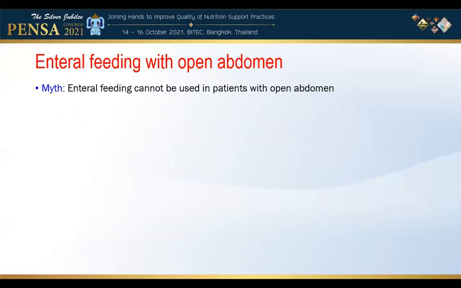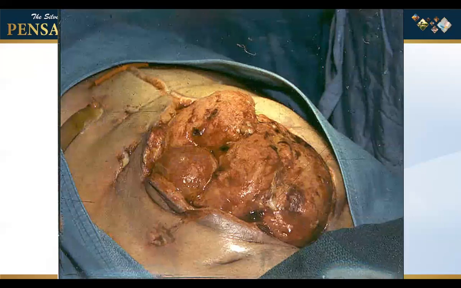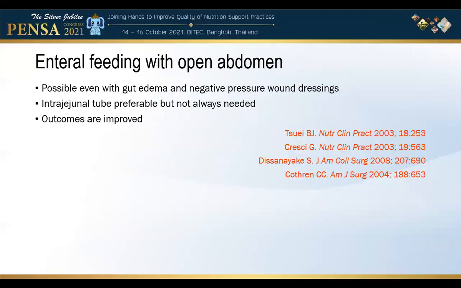Another myth that exists is that enteral feeding cannot be used with an open abdomen. Now, here is an abdomen that is open. Very often in trauma and in sepsis, the abdomen is kept open. Such patients always got parenteral nutrition in days gone by, but it is absolutely safe to use enteral feeding with an open abdomen. Intrajejunal tube is preferred, but not always needed. Outcomes are improved as shown in these various publications. And it is possible even with gut edema and negative pressure wound dressings.